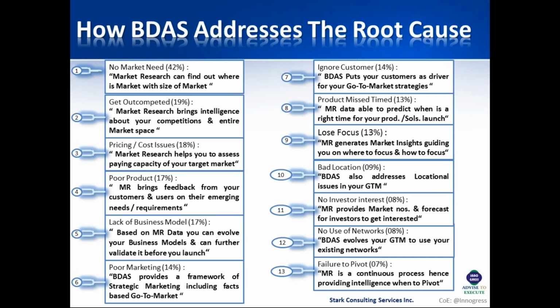No use of network. So in GTM, through market research, you will be able to find out what partners to build and align with. Failure to pivot. If you are following market intelligence very regularly, you can correct your midpath, or have a midterm correction depending on the market intelligence input. So this market intelligence comes from a periodic market research exercise. So I think this slide speaks about how market research is going to help you in mitigating the failure risk.